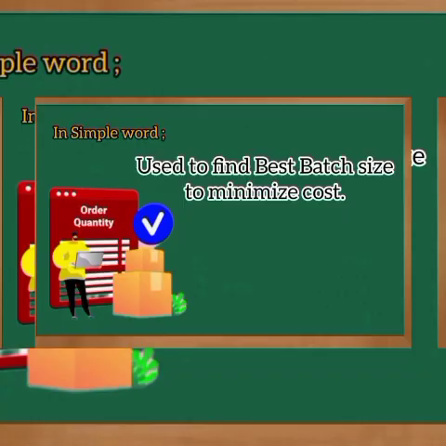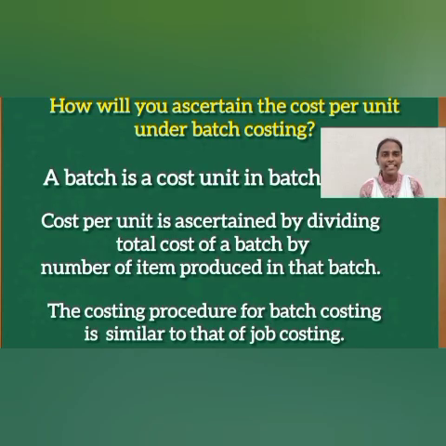In simple words, it is used to find the best batch size to minimize the cost. How will we ascertain the cost per unit under batch costing? A batch is a cost unit in batch costing. Cost per unit is ascertained by dividing the total cost of a batch by the number of items produced in a batch. The costing procedure for batch costing is similar to that of job costing.